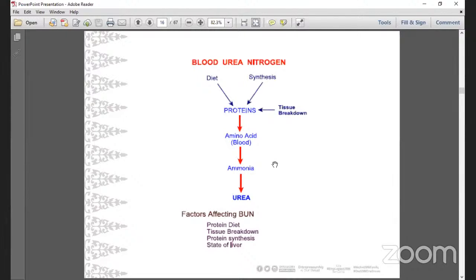There are factors that affect the BUN. As I mentioned just now, the BUN is related to protein catabolism. So it is related to the protein diet, tissue or muscle breakdown, and protein synthesis. And because urea is produced in the liver, any condition of the liver will affect the blood urea nitrogen.